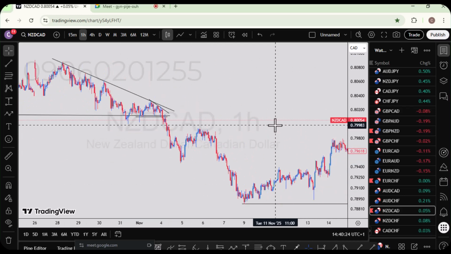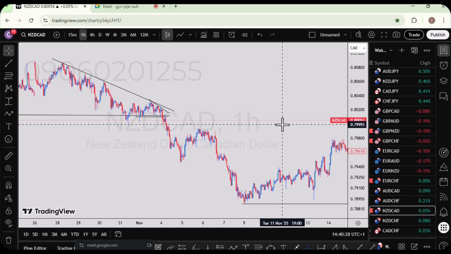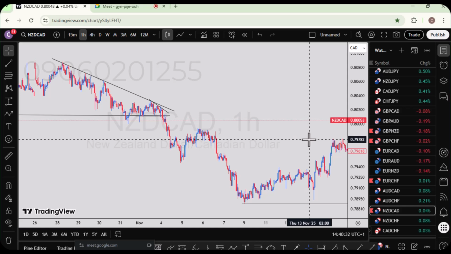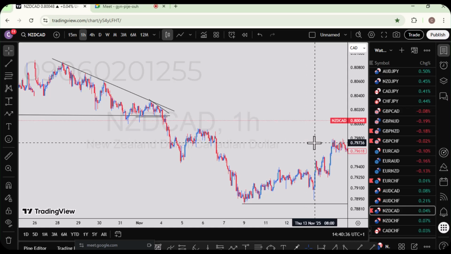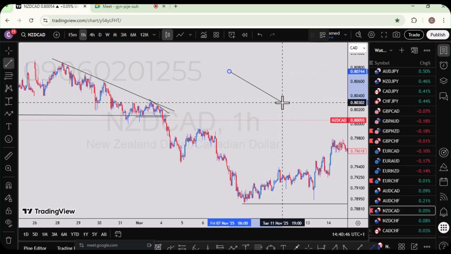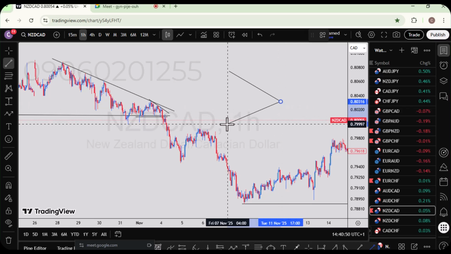So your descending triangular formation is mostly for continuation of a downtrend, and the ascending triangle is for continuation of a bullish trend. So it is majorly used for continuation, while symmetrical means bilateral. The symmetrical pattern, which is like this, means price can either break up or break down.